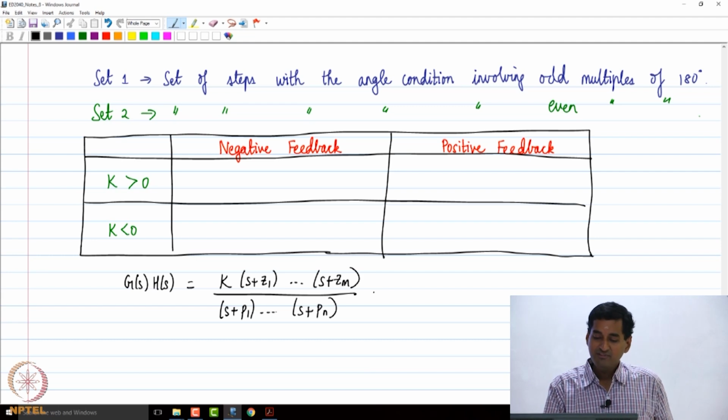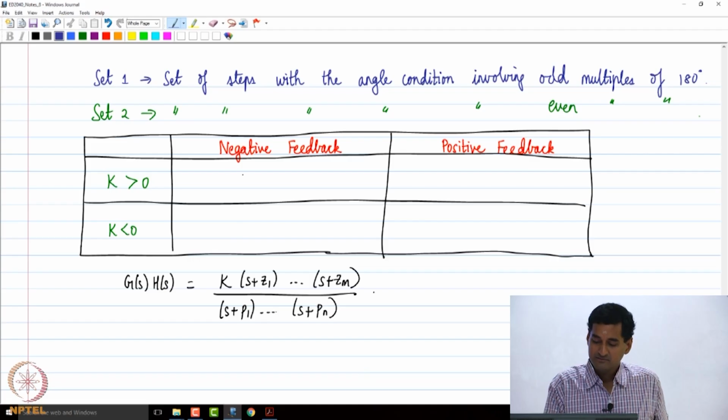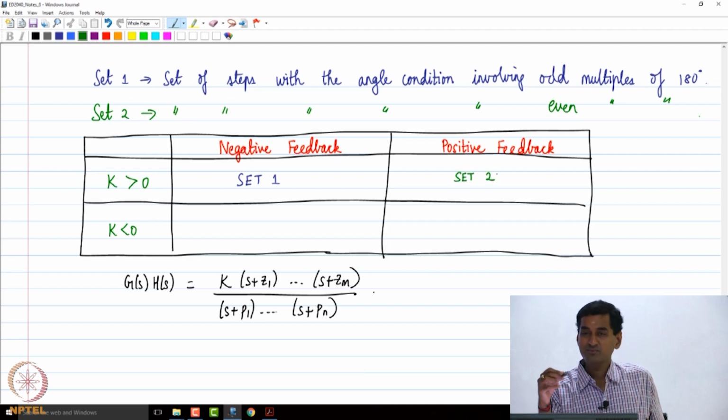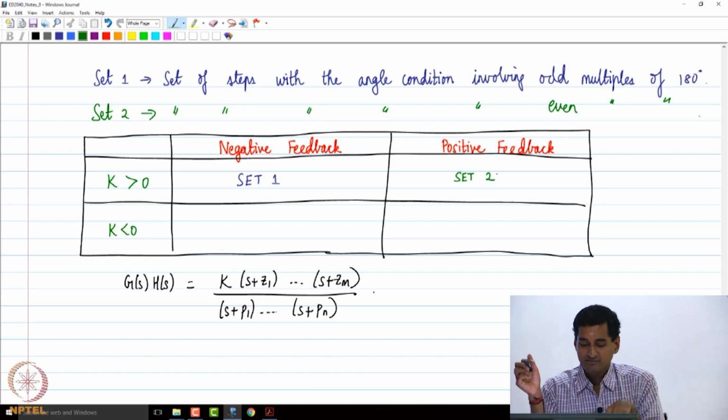If we have negative feedback and k greater than 0, which set of steps would I use? Set 1, right? That's pretty obvious. If you have positive feedback and k greater than 0, use set 2. That's what we learnt at the beginning of today's class. Set 1 was what we learnt till the last class, set 2 was what we learned today, with k greater than 0. Now we will discuss k less than 0.